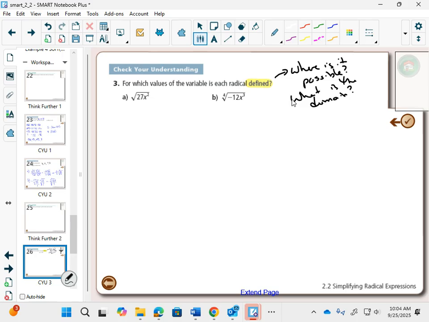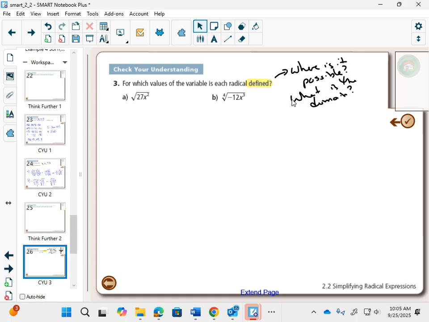So when I look at part A, I have a square root. In mathematics, are there any things you're not allowed to square root? You're not allowed to square root negative numbers. So now our question is, will the inside ever be negative? I have 27x squared. Can you pick a number for x that would make it negative inside? Negative 1, negative 2. What happens when I square negative 2? I get positive 4, and then 4 times 27, still a positive number. Negative 2 is fine. I can plug in negative 2 because it'll still be positive inside the square root.